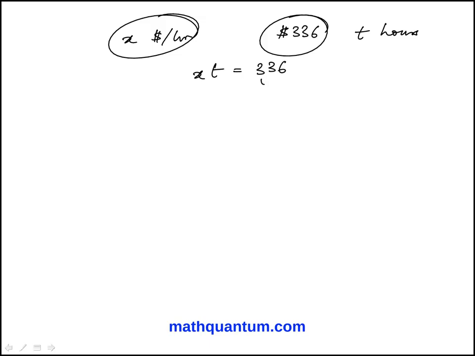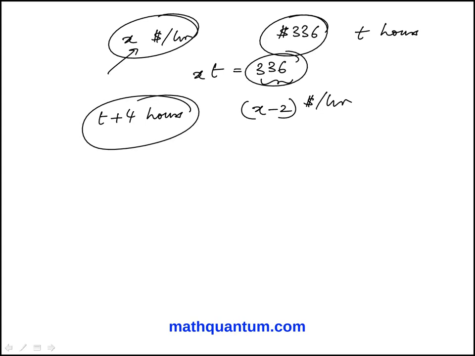Now, he was paid that amount, but they tell us that the job took 4 hours longer, so T plus 4 hours. And as a result, he earned $2 less than his regular hourly wage. So he still made 336. So this new time times his hourly wage is still equal to 336. So we have these two equations, and we need to find what T is, which is the time he had estimated for the job.